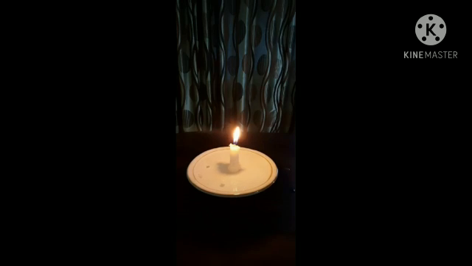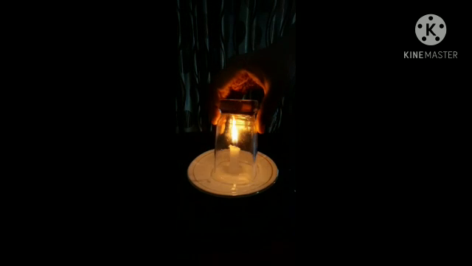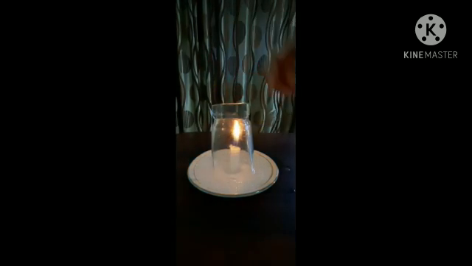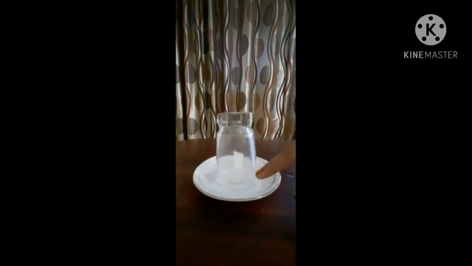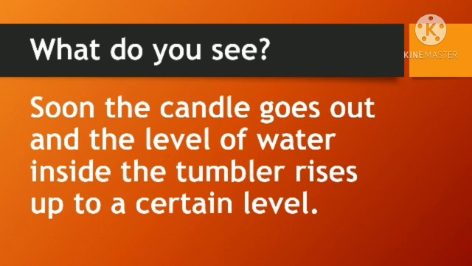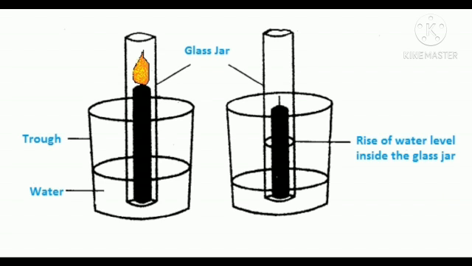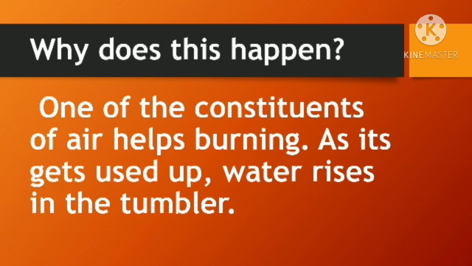Now place a glass tumbler over the candle. Here, what you will see. Soon the candle goes out and the level of water inside the tumbler rises up to a certain level. You can see here the water level has risen. Why does this happen?